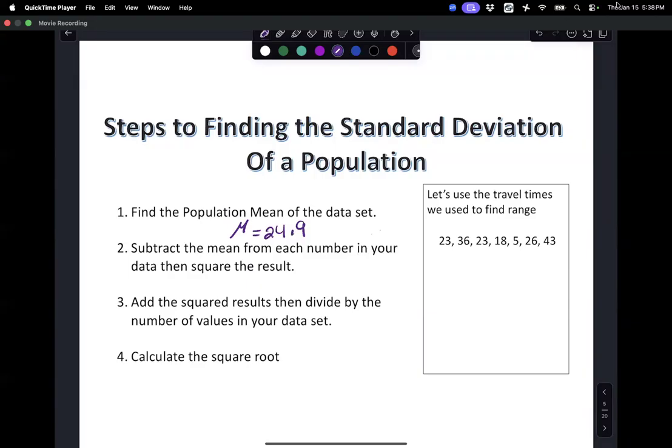This is the mean. Okay, so now I'm going to subtract the mean from each number, and then I'm going to square the results. It's going to look like this. I'm going to take the first one, 23 minus 24.9, then I'm going to square it. I have 3.61. Oops, I did not mean to do that. 3.61. Now 36 minus 24.9 squared.